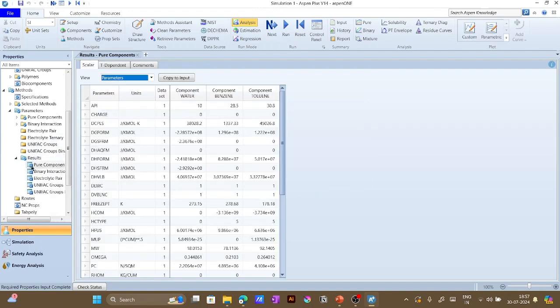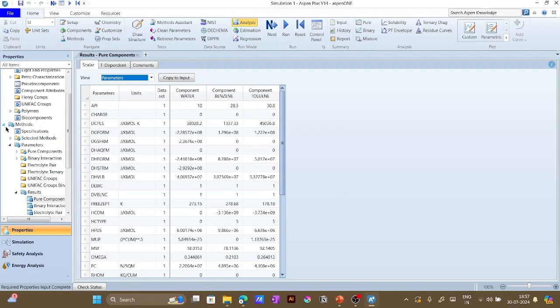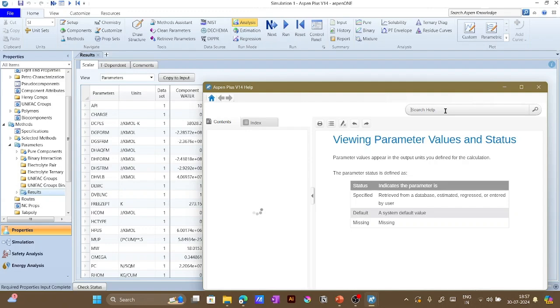If you see here, in the method section itself, this parameter tab is open. In the parameter tab, under the pure component part, under the result part, you can see for all our three components, whether it's water, benzene or toluene, various data is available. Now again here, Aspen Plus uses its own convention that might initially be unfamiliar to us as we are starting. So here this thing mentioned is DCPLS. Now I don't know what it means, so again you have to go here and search for it.